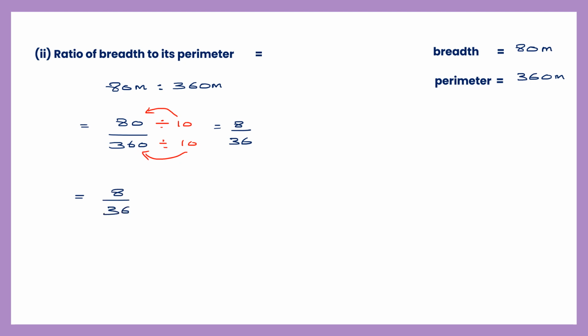Now this can be reduced further. The common factor here is 4. I can divide it by 2 also, or I can divide it by 4. Let me use 4. Now 4 into what is 8? 4 twos are 8. And 4 into what is 36? 4 nines are 36. So my fraction is 2 by 9. My ratio will be 2 is to 9. So the ratio of breadth to its perimeter is 2 is to 9, and we've got our answer here.